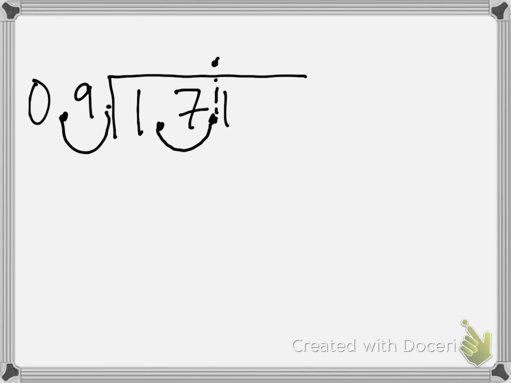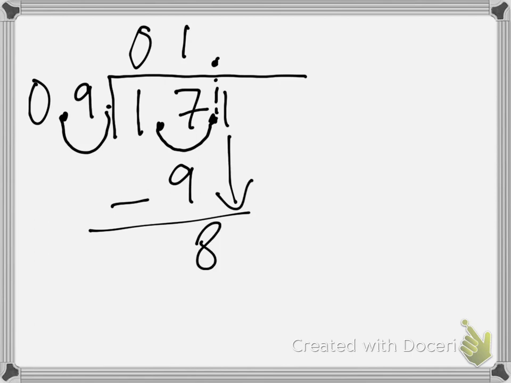Now let's look at that. How many times does 9 go into 1? 0. How many times does 9 go into 17? 1 time. What is 17 minus 9? 8. We bring down this 1. How many times does 9 go into 81? 9 times with an even 81. So what's our answer then? 1.9.